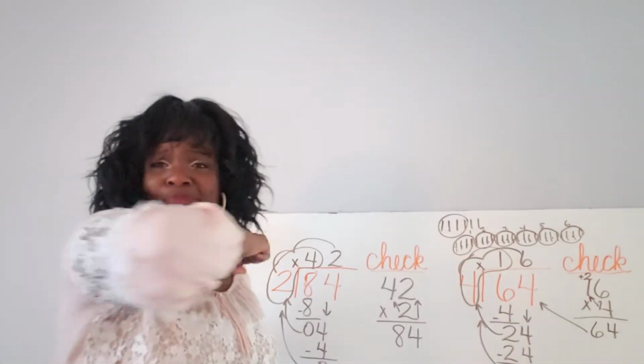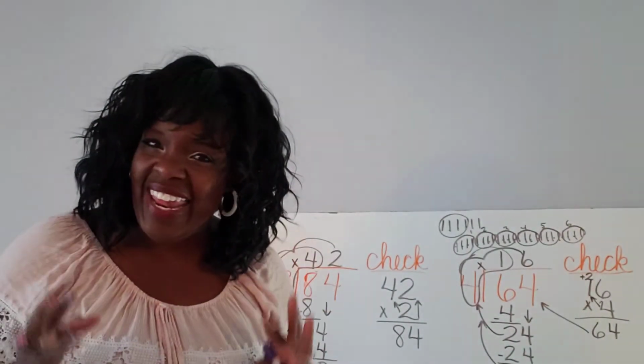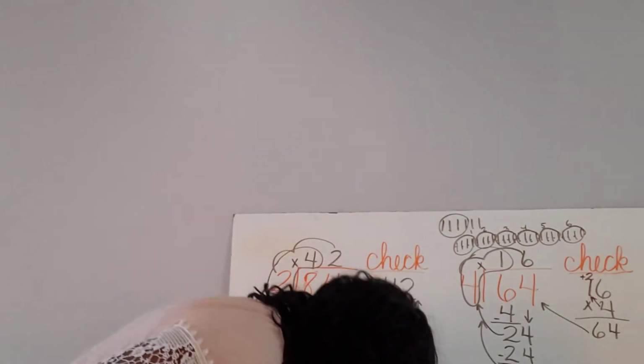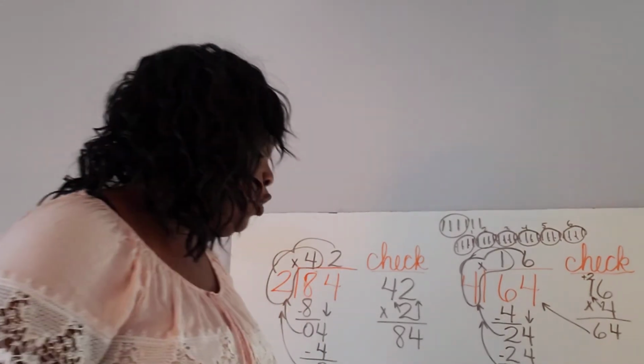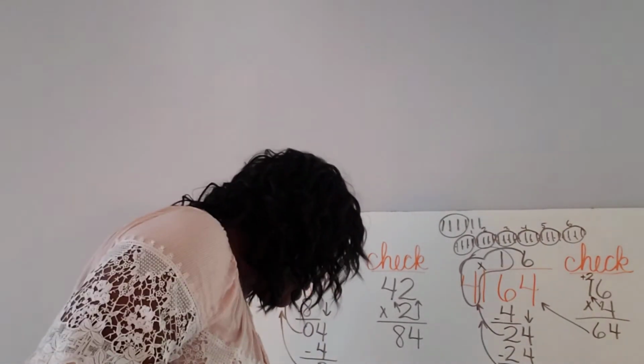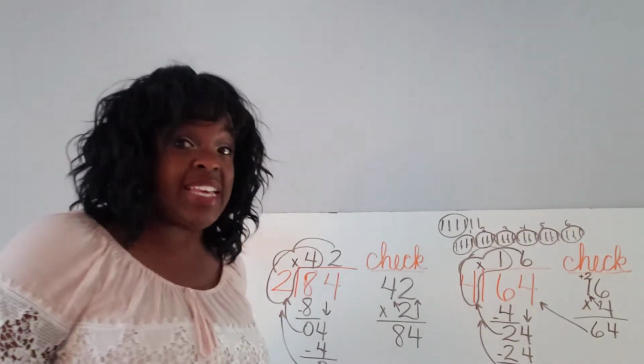Good job, guys. Elbow bump, air high five, confetti. Good job. That was really easy, right? Not hard at all. So when you are solving and looking at those problems, that is all that you're going to be doing, is looking and figuring out what is that missing number. And it's an easy thing to figure out if you use the steps.